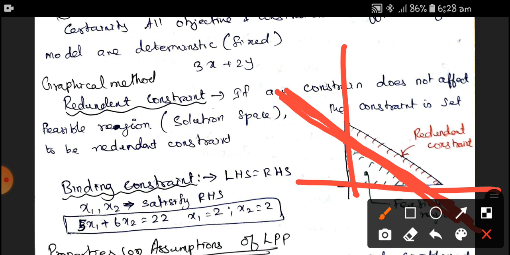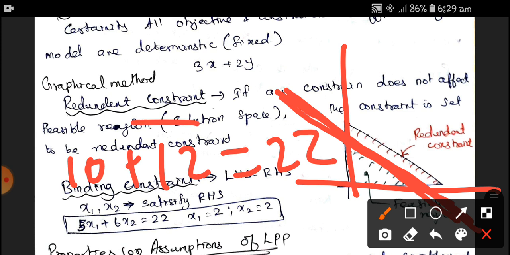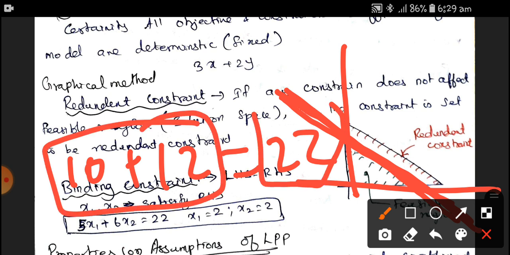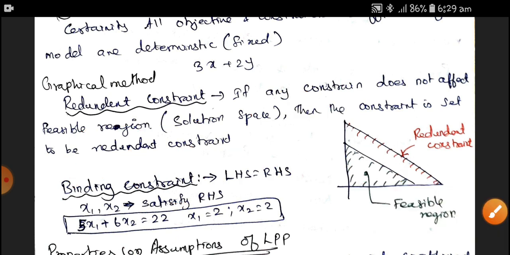If x and y satisfy the RHS, say you have an equation 5x1 plus 6x2 is equal to 22, and x1 is equal to 2 and x2 is equal to 2. If you substitute here, 5 into 2 is 10, plus 6 into 2 is 12, which is equal to 22. Therefore the left hand side and the right hand side are equal. So this constraint is called a binding constraint.